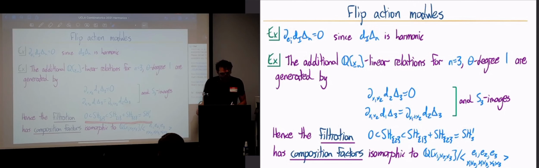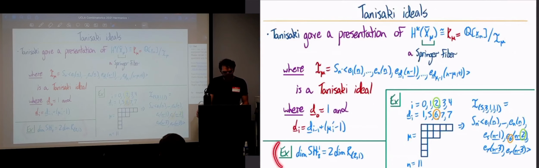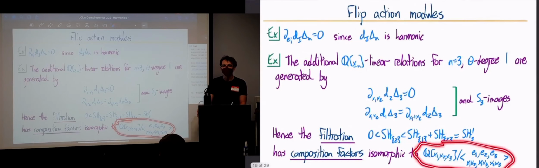So in this particular case, we actually get a filtration by taking first the cyclic module generated by d2 delta 3, and then taking both generators. And if you think about it, it turns out that this claim says that the composition factors are precisely isomorphic to this particular quotient of Q[x1, x2, x3]. Namely, you have the usual E1, E2, E3 coinvariant algebra generators, and then you also have x1, x2, and their symmetric group images. It's not obvious, but if you think about the calculation enough, this is what you end up getting. So in particular, we have, for instance, that the dimension of SH_3,1 is twice the dimension of this quotient.